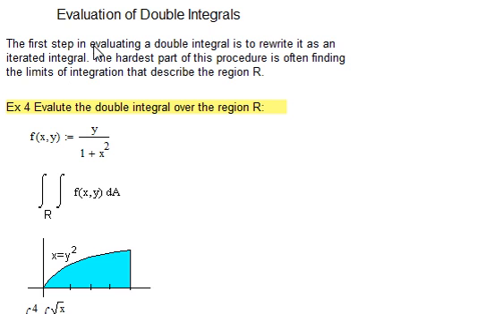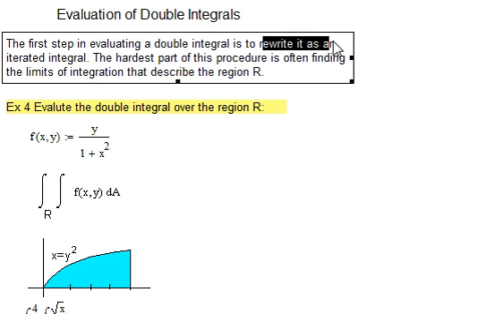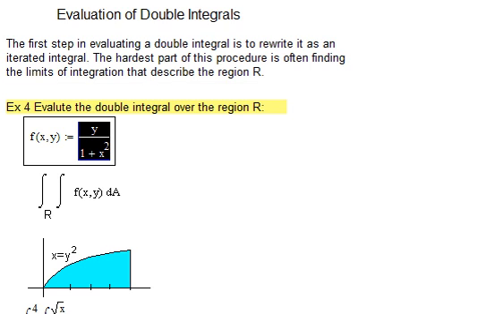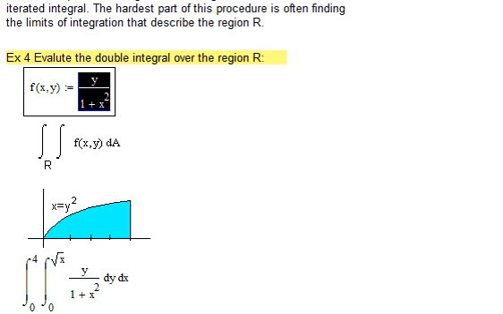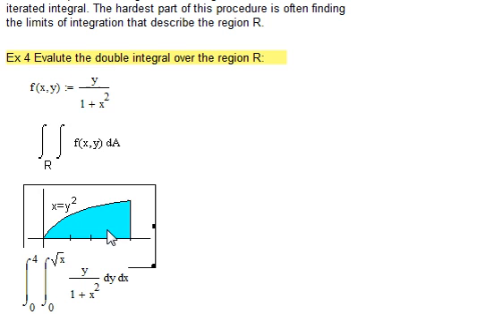Well, the first step in evaluating a double integral is to rewrite it as an iterated integral. In other words, we're just given region R, but if I don't know something about the region R, then I don't know what to use as my limits of integration, so I need to do that. This function is just y over 1 plus x squared. And this is our region R, described by this picture.